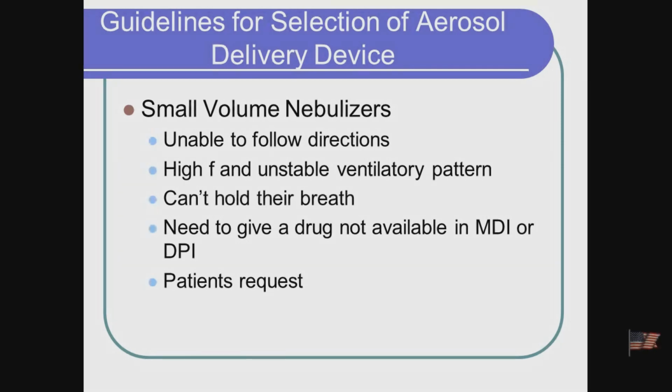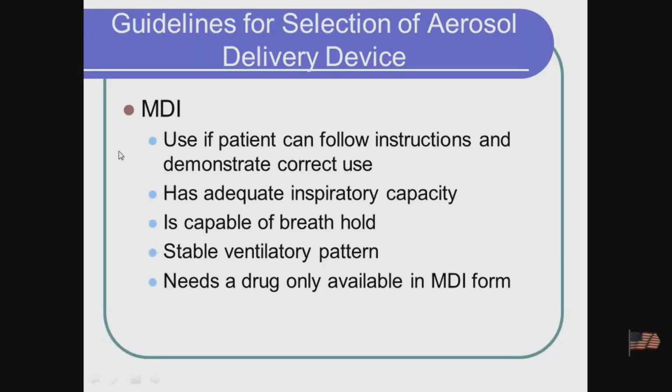But yeah, I can slap a mask on somebody's face, and in theory, some of it's going to get down there. Somebody who has a very unstable ventilatory pattern, again, same kind of thing where they're not able to follow directions, can't hold their breath, can be given it. Sometimes drugs aren't available in other forms, so I'm kind of locked into using a nebulizer to deliver it. And some patients like it. MDIs, if they can follow directions and can demonstrate correct use, and we'll find that's the most important component, that they have a good inspiratory capacity, the ability to take a deep breath and hold their breath.